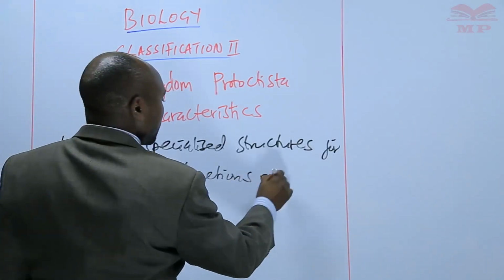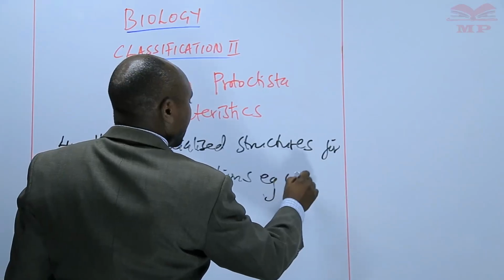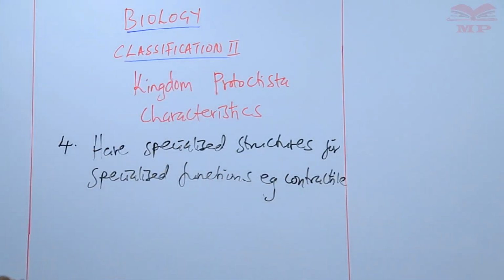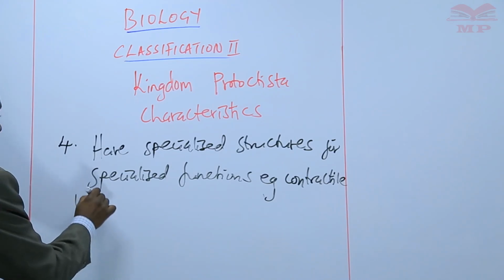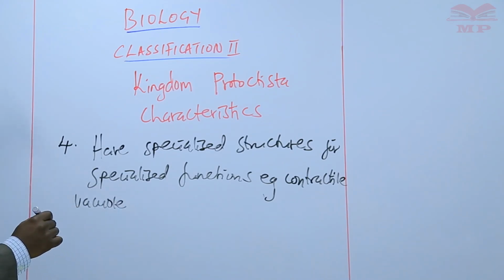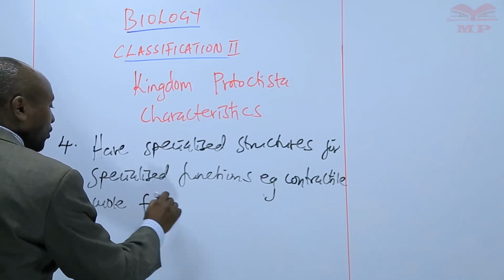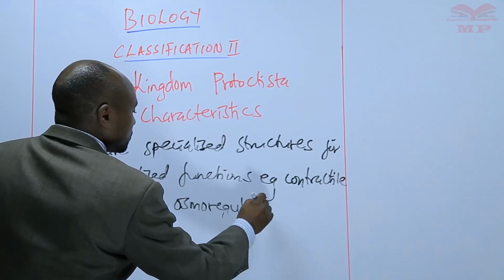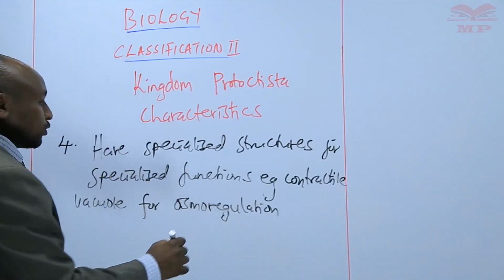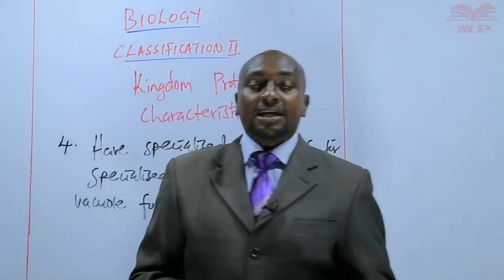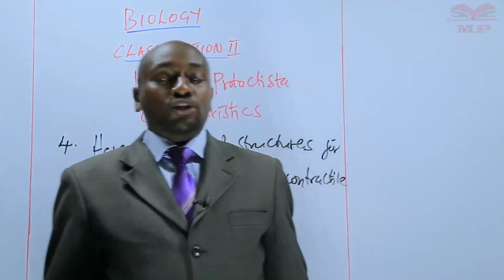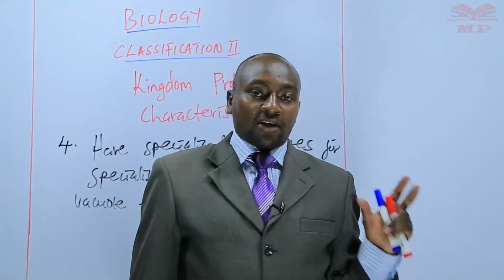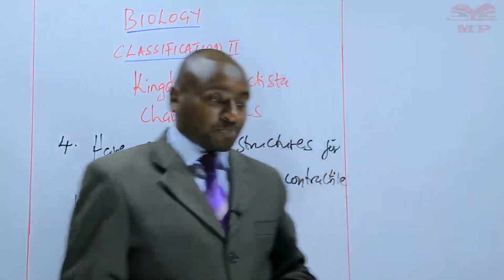A very good example is the contractile vacuole. We saw that the last time in the diagram. The contractile vacuole is meant for osmoregulation. So if you look at members of this kingdom, such as the amoeba and the paramecium, they have a contractile vacuole that is meant for a specialized function, and that function is osmoregulation.